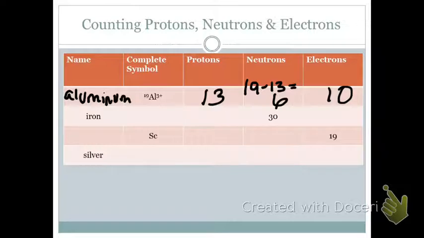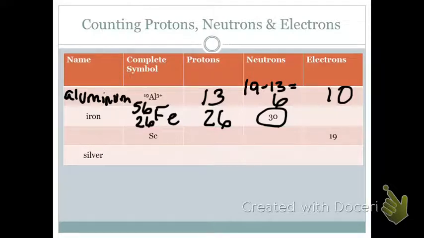Okay? Now, iron, the symbol for iron is Fe. If you look at the periodic table, iron is element number 26. If it's element number 26, that means it has 26 protons. The neutrons were given to you, which means that the mass number is 56. And if there is no charge and there were no electrons given, we assume that it's a neutral atom, so there are also 26 electrons.